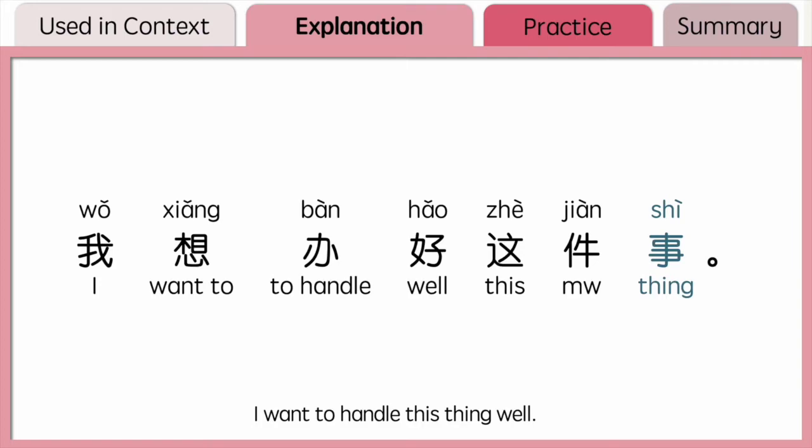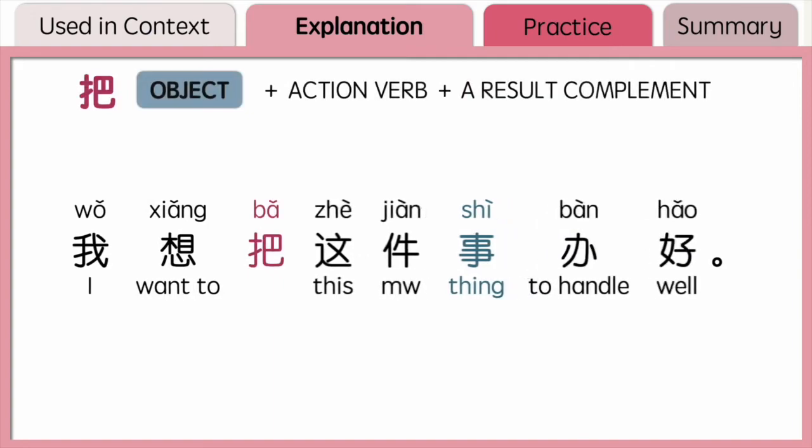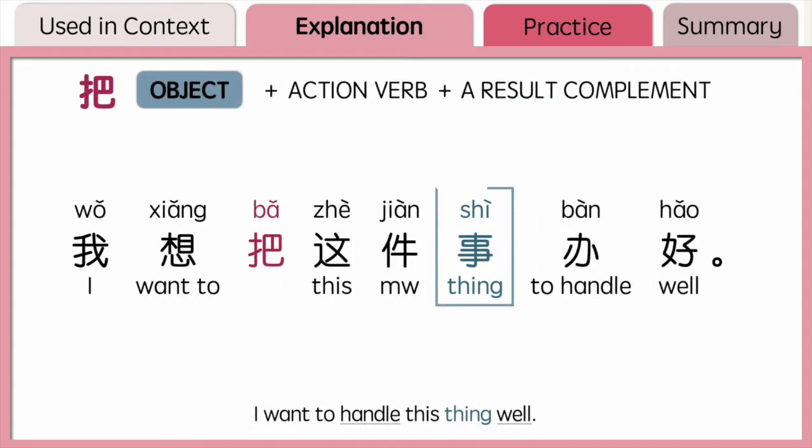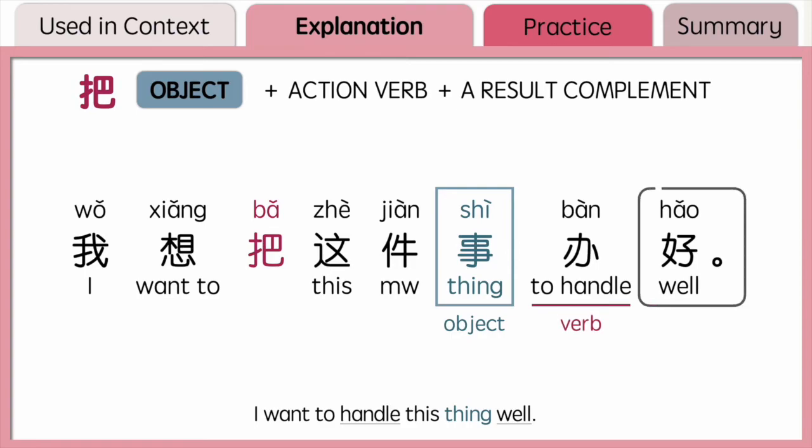This sentence also already has the result complement 好 so you don't need to add anything extra at the end when you convert it into a 把 structure. So you can move the object forward and put it after 把 to highlight it and then followed by the action verb and the result complement. 我想把这件事办好 I want to handle this thing well.